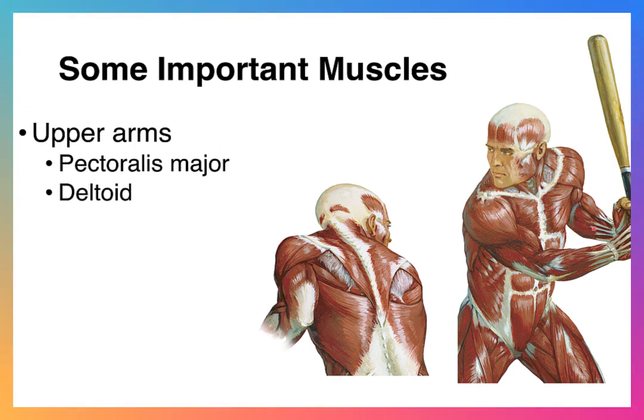The deltoid is right here on the top, and again, this one is also named for its shape when it's dissected out. It attaches up here at the acromion process, which is part of the shoulder joint, and then also attaches to the humerus here, and it's responsible for raising your arm up over your head.